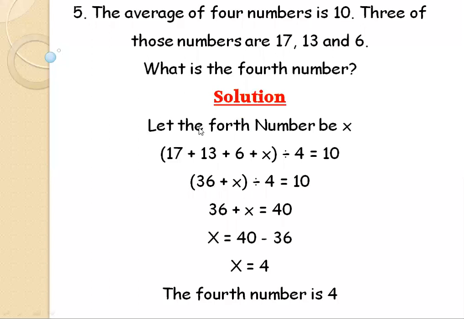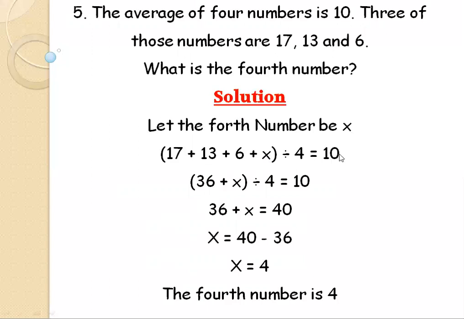Since I don't know the 4th number, I can use any alphabet to represent my 4th number. I can say A, I can say B, X, Y, Z. So let the 4th number be X. So what am I going to do? Let's add all the numbers, 17 plus 13 plus 6 plus X, the 4th number, divided by 4 because we are looking for the average, which is equals to 10.